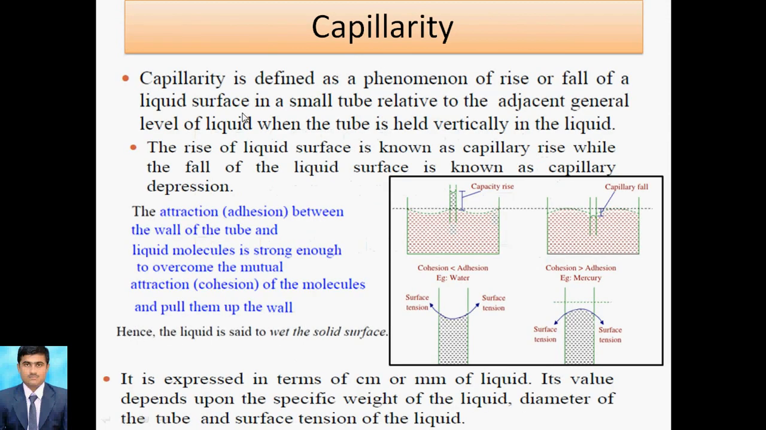Now we move to the next phenomenon, that is capillarity. Capillarity is defined as the phenomenon of rise and fall of liquid. Here observe the rise of liquid and here the fall of liquid. When does it happen? When we take a small tube placed vertically, and this phenomenon is called capillarity. Why does it happen? Because of attraction between the wall of the tube and the liquid molecules.